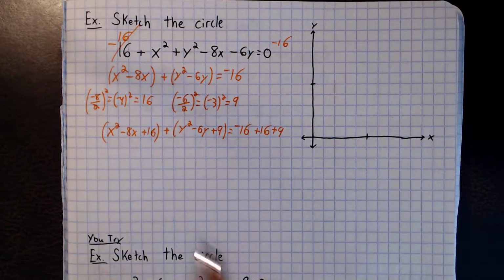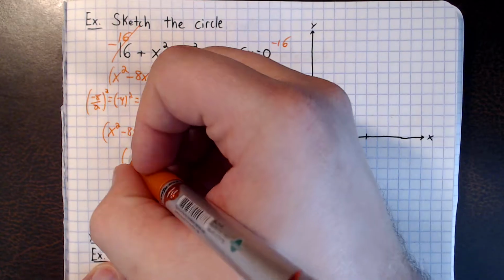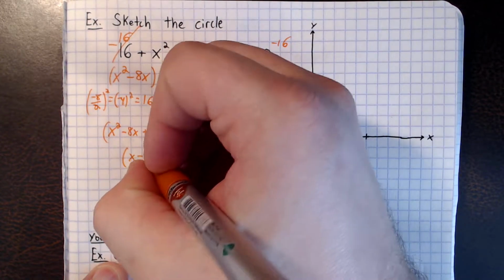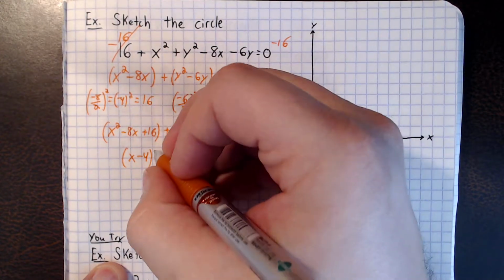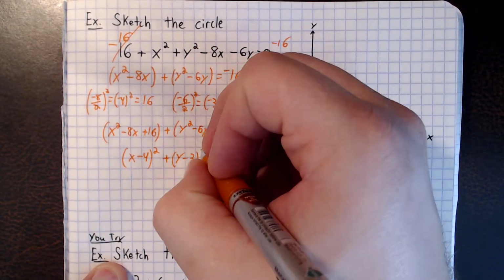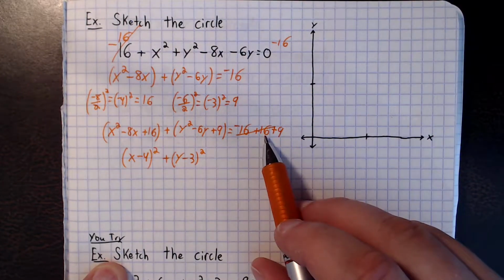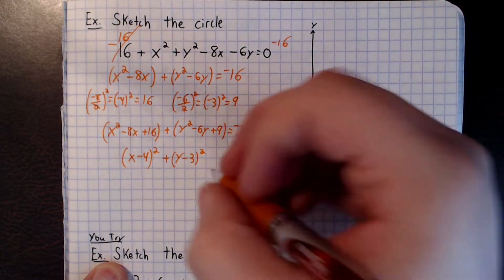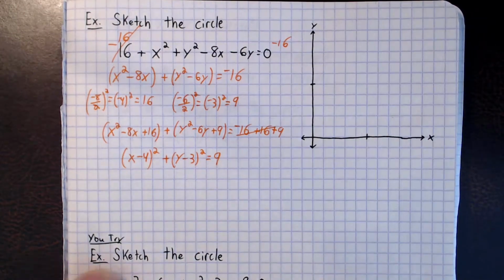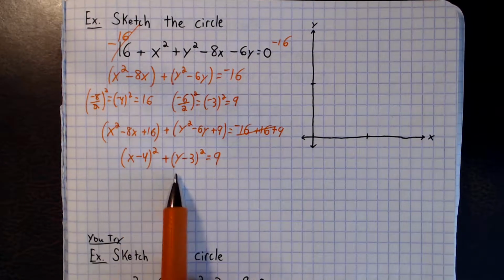Okay, now we can write this shortened. Right? This would become x minus 4 squared plus y minus 3 squared. My negative 16 and my positive 16 is going to cancel out. I still have 9 left over. Alright, so we've actually got exactly what we need.